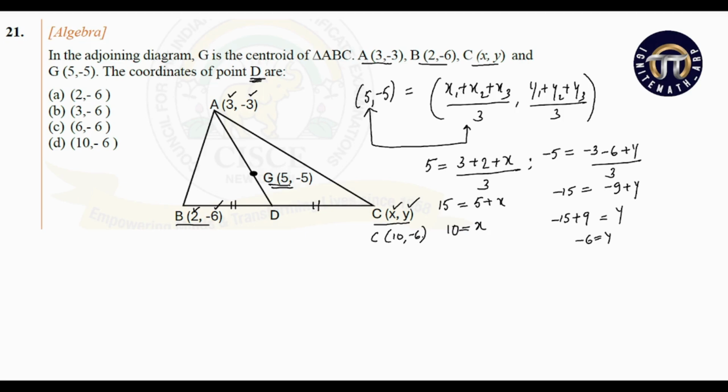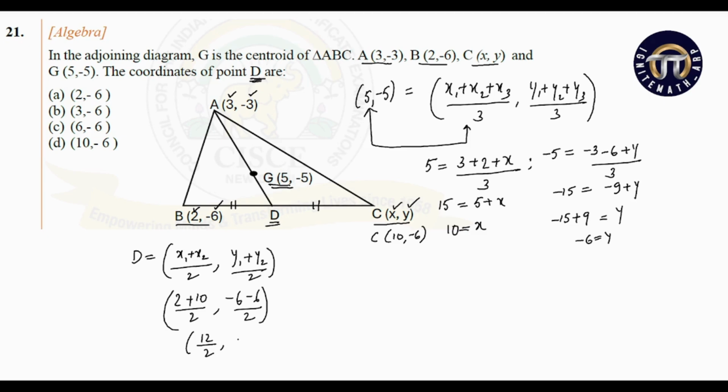You should be very careful. 10 comma minus 6 will also be one of the options over here. Don't choose this answer. Okay, right. So now my task is to find the coordinate of D. By the midpoint formula, I can write D is equal to, you know the midpoint formula, x1 plus x2 by 2, y1 plus y2 by 2. So here I can write 2 plus 10 by 2, then minus 6 by 2. So I can write this as 12 by 2, then minus 12 by 2. So I will get 6 comma minus 6. This is the coordinate of D.